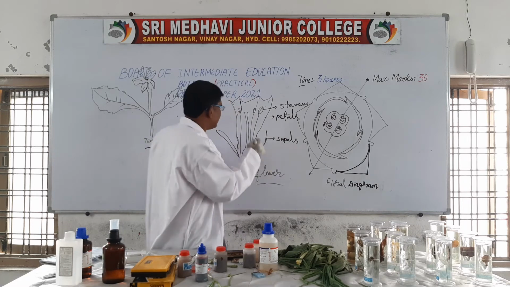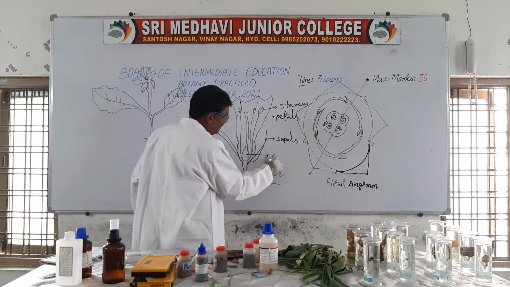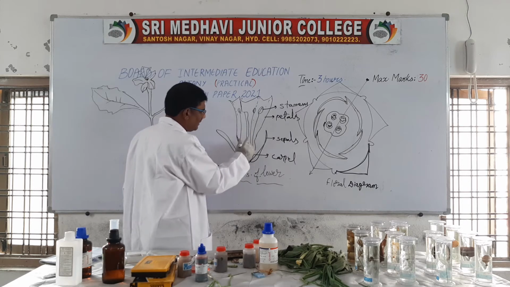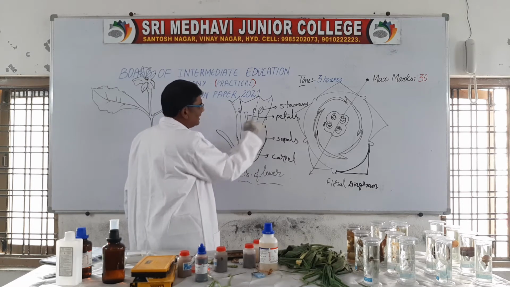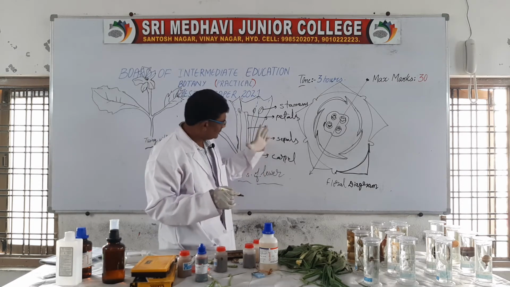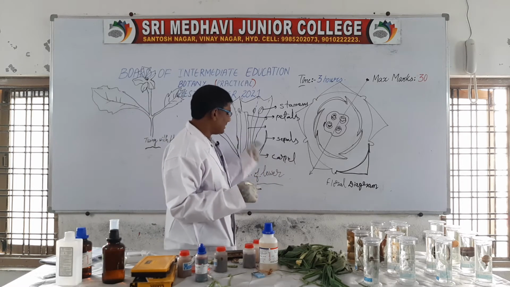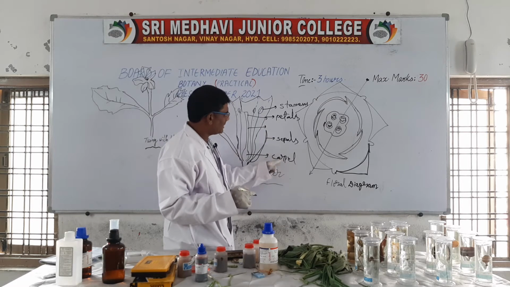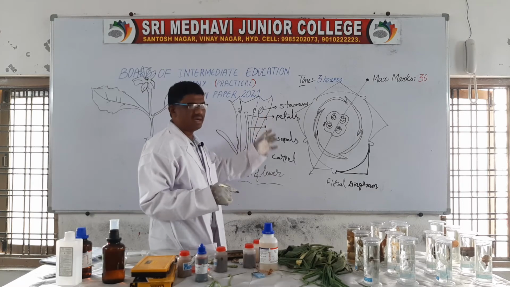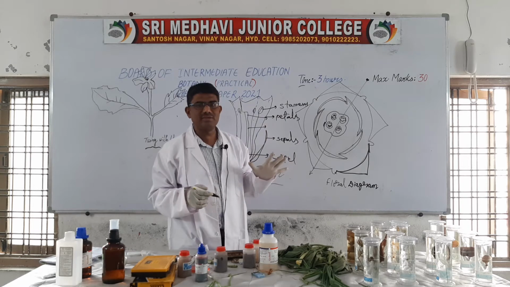Then the central part of the floral parts is called carpel or pistil, either carpel or pistil. The carpel consists of 3 parts: ovary, style and stigma. At least 4 labels are needed. Already you know the floral parts: sepals, petals, stamens, then carpels or pistil. Like that you have to draw the diagram and label it with any 4 labels. Then after that, the most important diagram, the floral diagram, is very important.